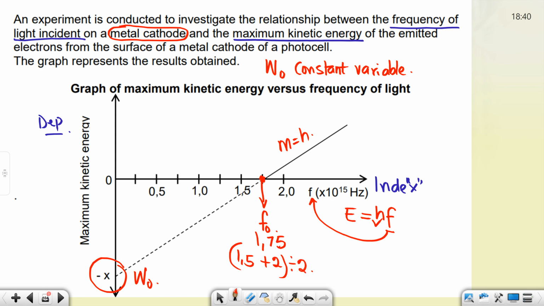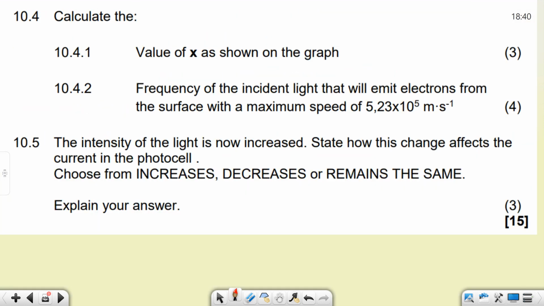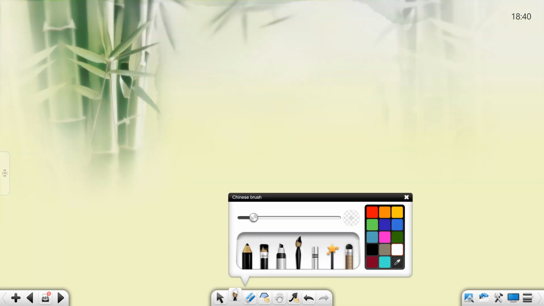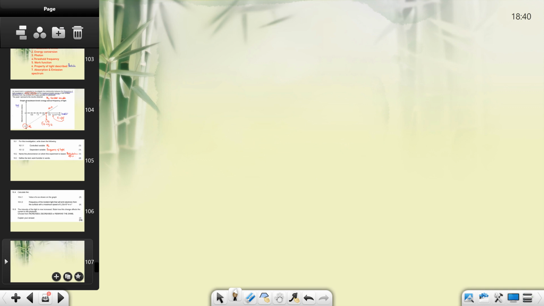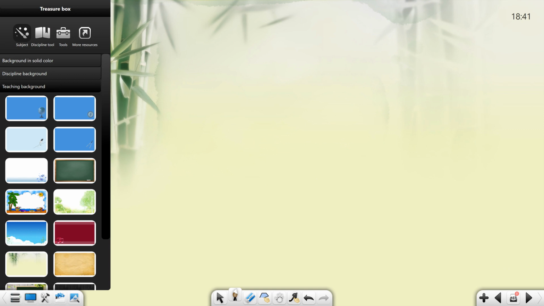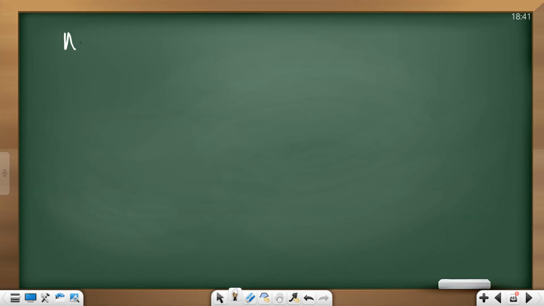So already, let's make a list of the things that I have. I am looking for the work function. What is the formula for work function? All right, I know work function is h f naught. This is the first thing. I know my threshold frequency from the graph, and I know my h. Done.